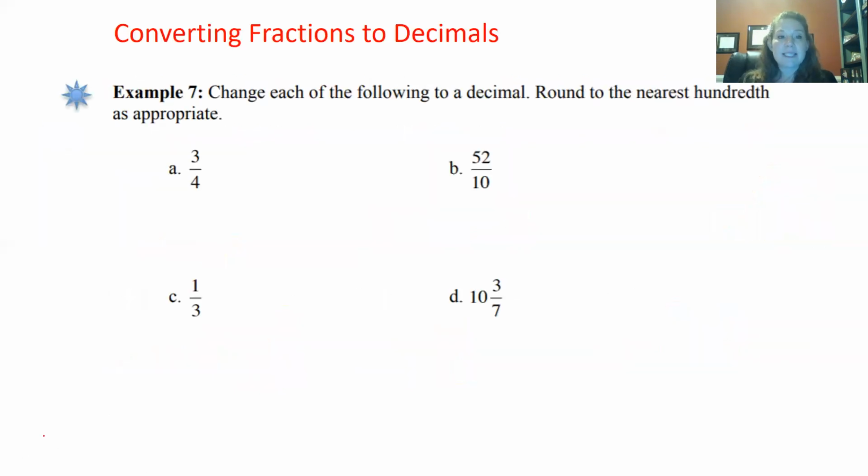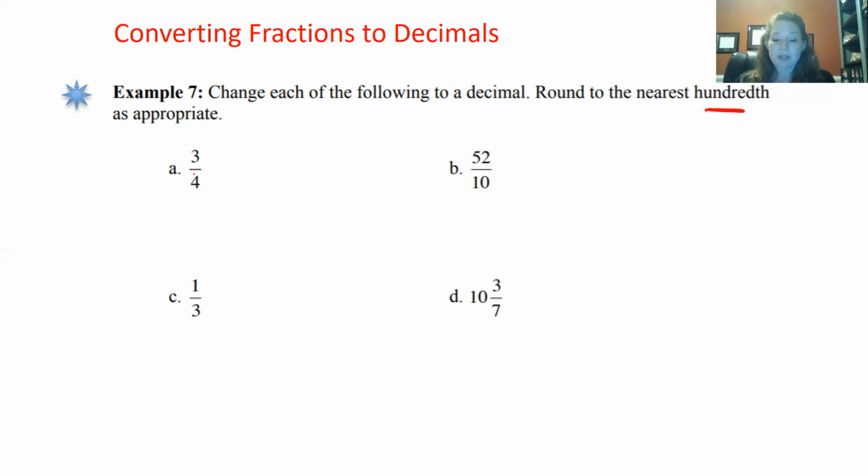All right, now it says we're going to convert fractions to decimals. So we're going to do the opposite. We're going to take a fraction, divide the top number by the bottom number, and write it as a decimal. And sometimes when you have a non-terminating decimal, you're going to have to round. So in this problem, it tells us to round to the nearest hundredths when appropriate.